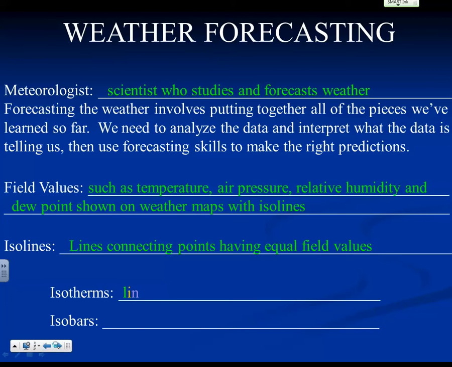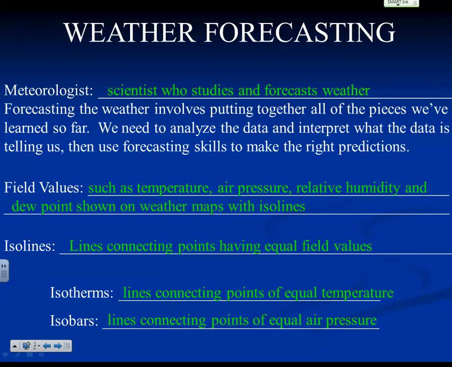In this particular unit, the things we really stress are isotherms, which are lines connecting points of equal temperature, and isobars, lines connecting points of equal air pressure. And there are others, and nowadays on computer weather maps, you actually see a lot of these things not with lines but with colors.